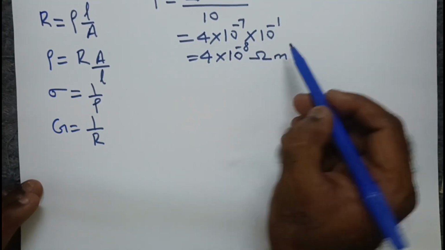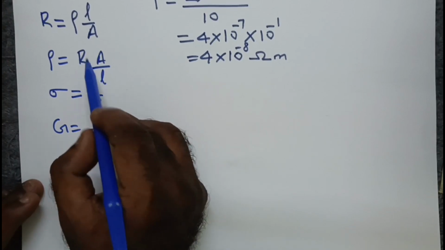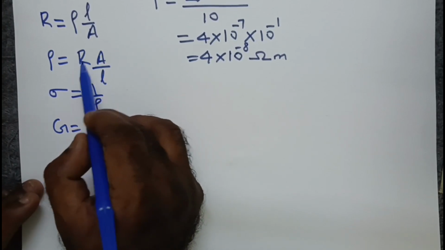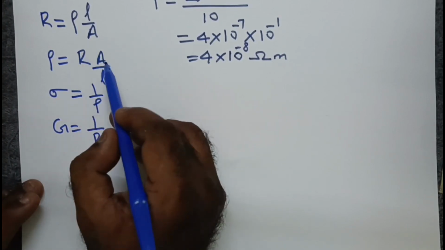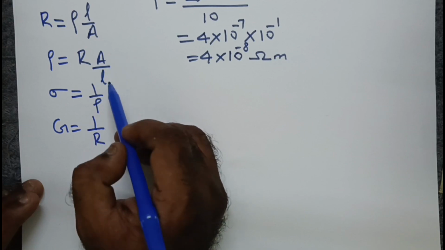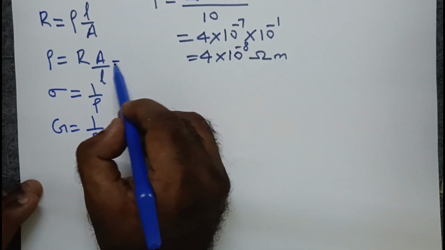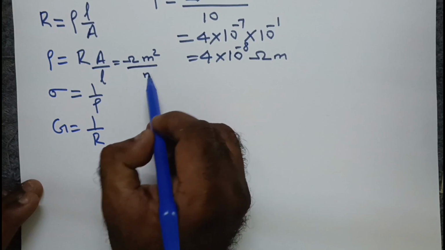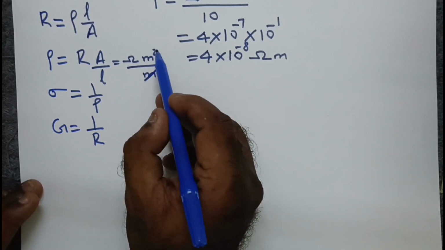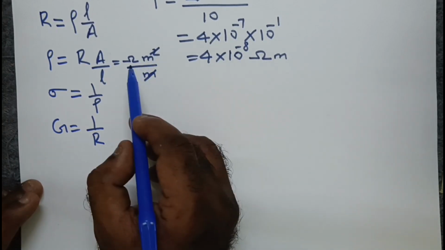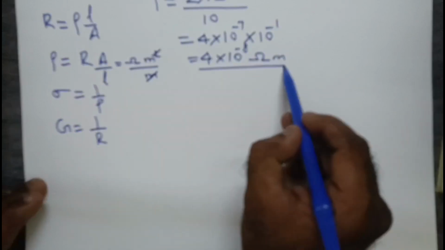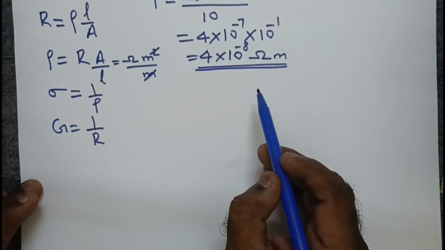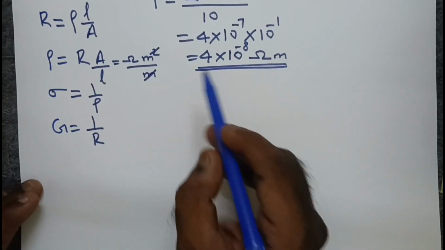ohm meter. Why ohm meter? Here the unit of resistance is ohm, and area is meter square, and length is meter. See here, ohm meter square divided by meter. This meter and this meter get cancelled. You get ohm meter, so the unit is ohm meter. Resistivity is 4 into 10 power minus 8 ohm meter.